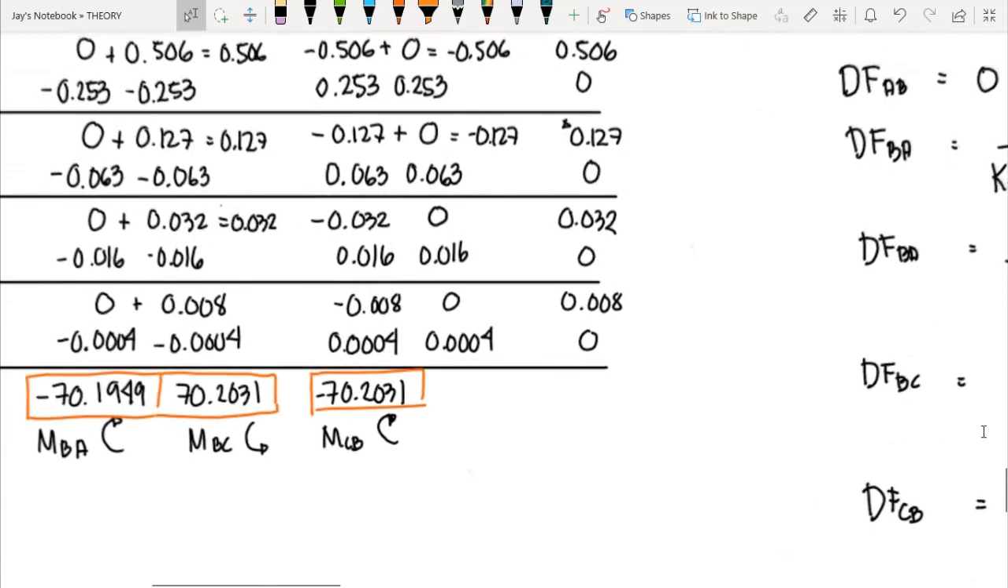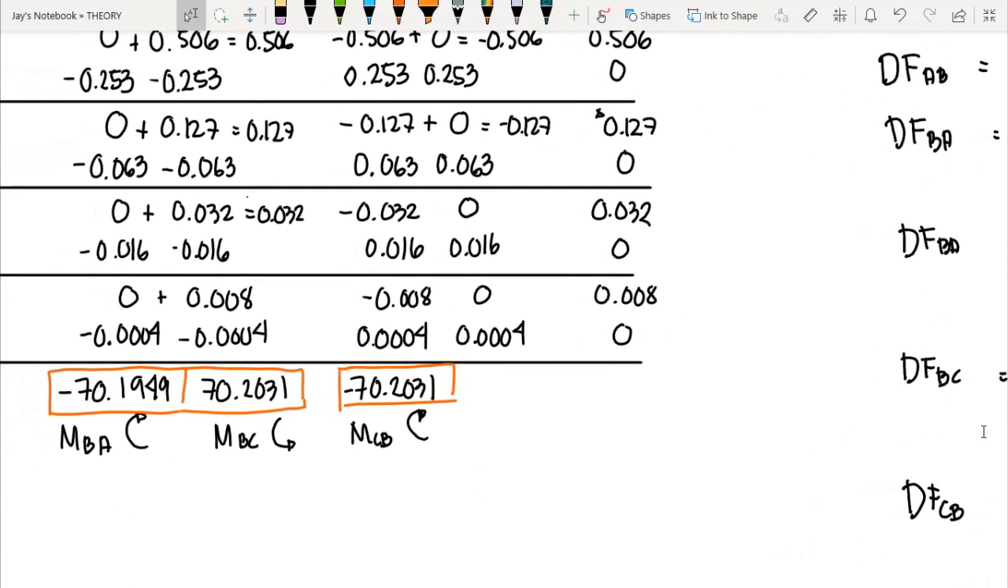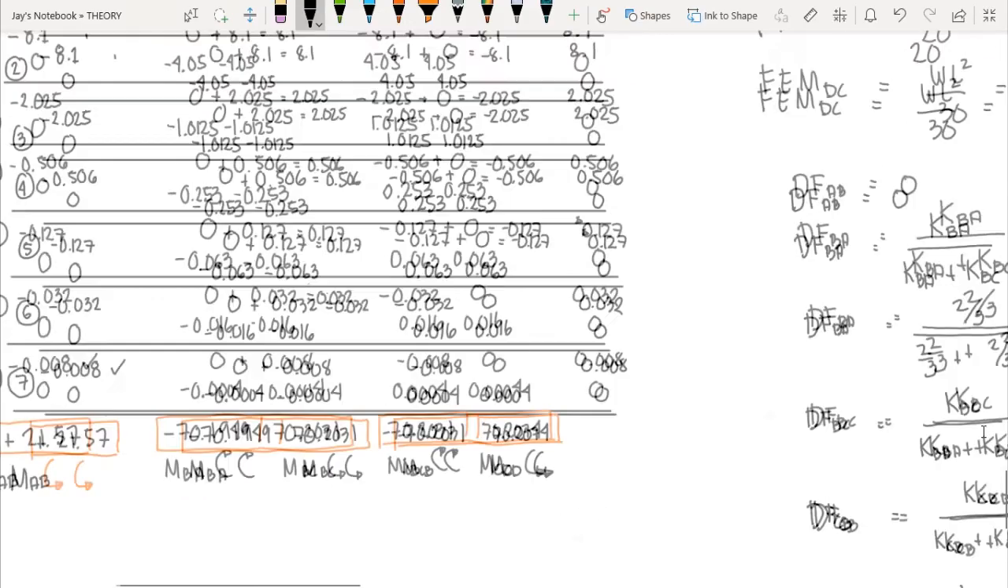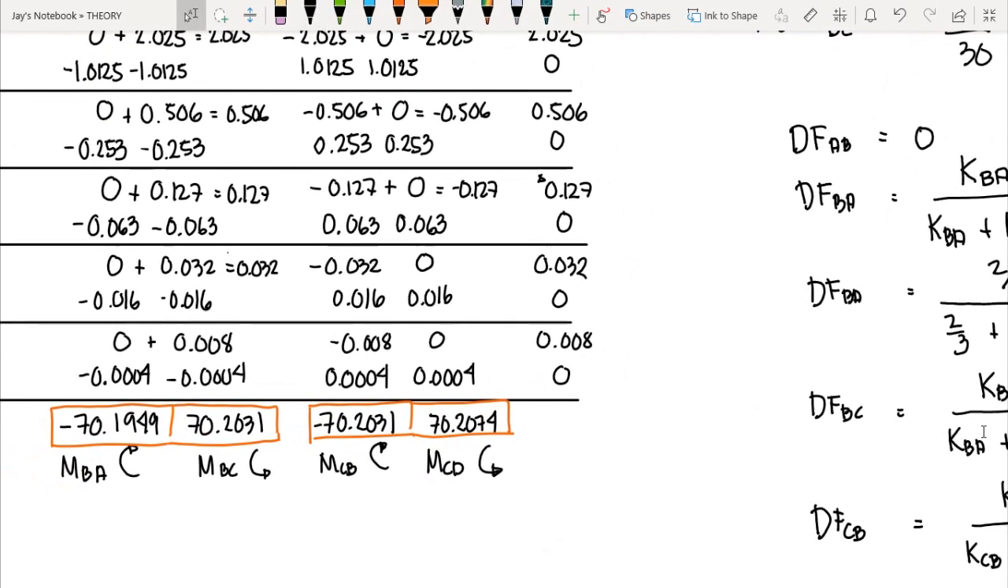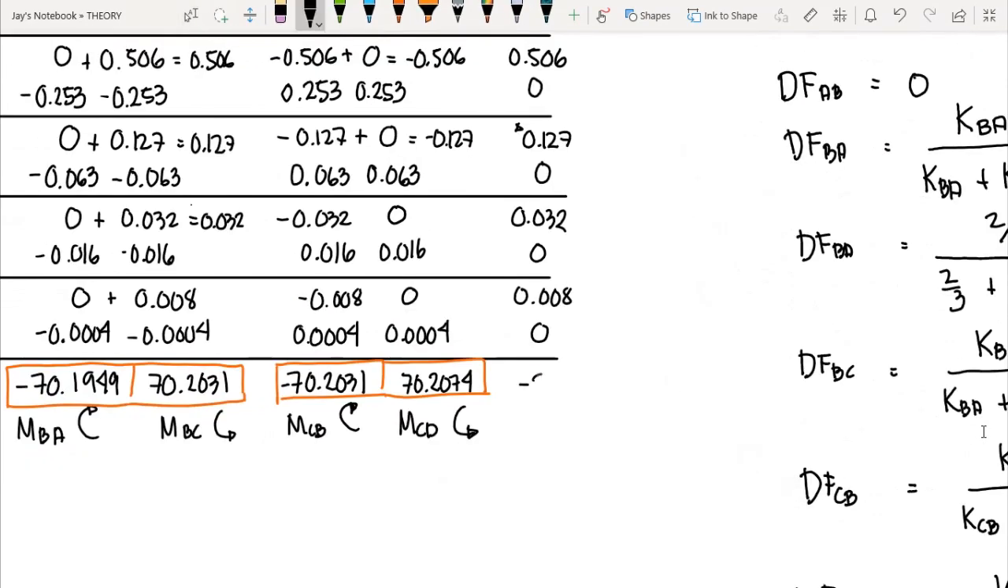Okay? Now on the side of CD, we have the moment 70.2074, and this is our member end moment CD, and the rotation here is counterclockwise. And lastly, for member DC, we have negative 21.602, and since this is negative, so our moment DC is in clockwise direction.